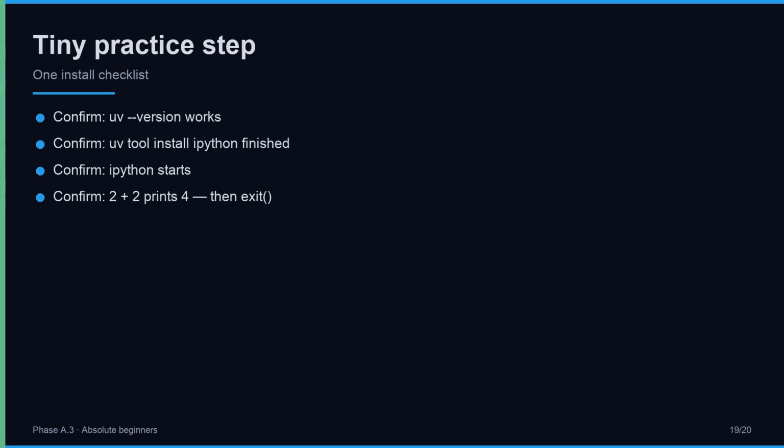Practice checklist: uv --version works. ipython installed with uv tool install ipython. ipython starts. 2 + 2 prints 4. Then exit with exit(). That is enough for this lesson. Especially remember, confirm uv --version works. Restate it once in your own words if you like, then continue.